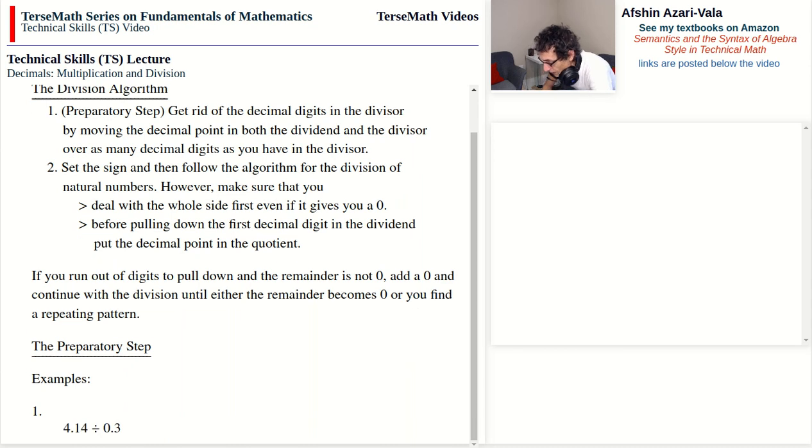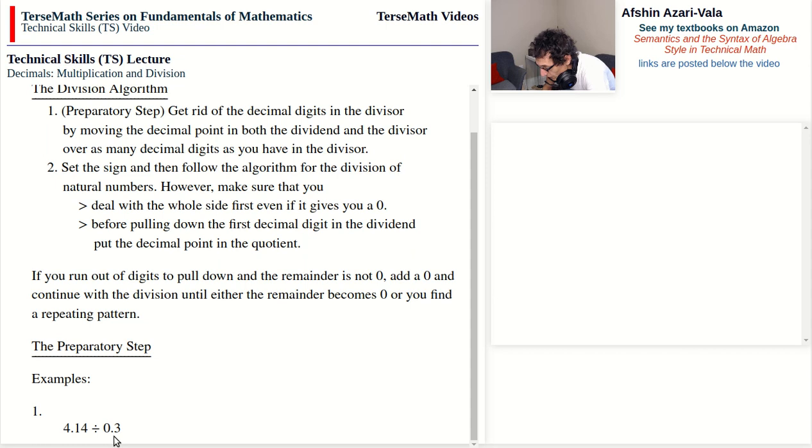Example number 1, we have 4.14 divided by 0.3, and right now the problem that we have is with 0.3. The dividend doesn't matter whether it has a decimal point or not. The division algorithm step number 2 will work whether the dividend has decimal digits or not. It's with the divisor that we have an issue, and if we have decimal digits, which in this case we do, digit 3, then we need to get rid of those.